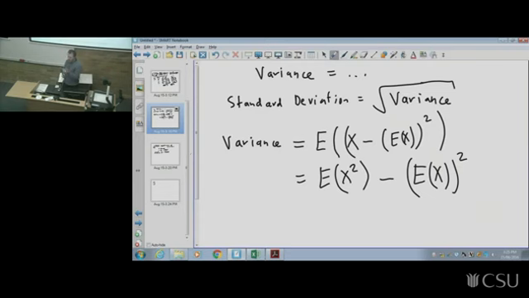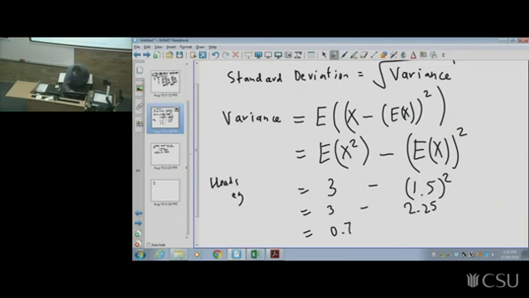So let's calculate it, and I'll talk about what that means. E(X squared) we worked out just a second ago, for the heads example, was 3, and the expected value was 1.5, and then squaring it gives the average all squared. So what's 1.5 squared? 2.25. Yep. Take the difference of those two, and that gives you 0.75. So the variance for the heads example is 0.75.